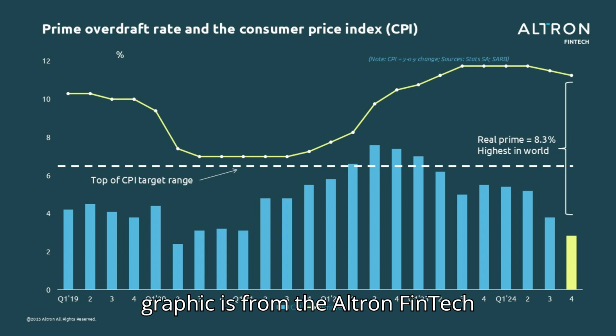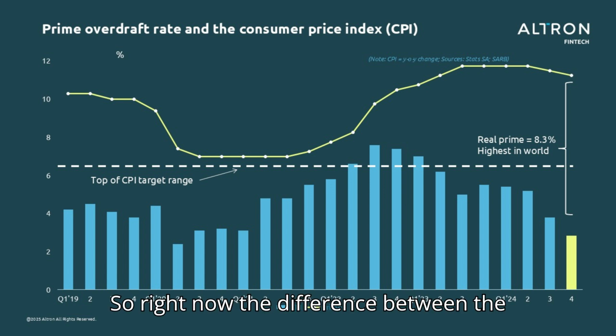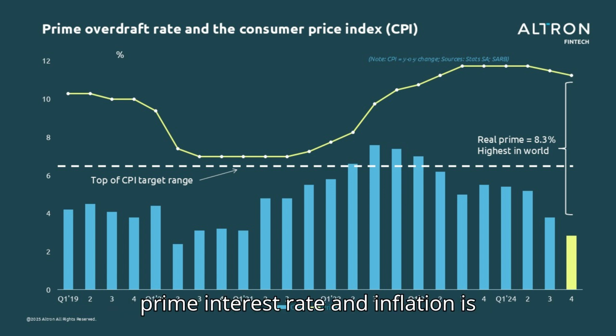This graphic is from the Altron FinTech Household Resilience Index. The blue bars depict the inflation rate, and the yellow line is the prime interest rate. So right now, the difference between the prime interest rate and inflation is 8.3%.